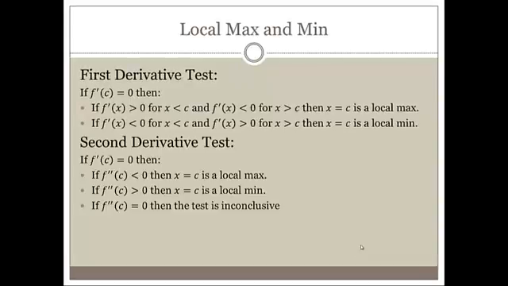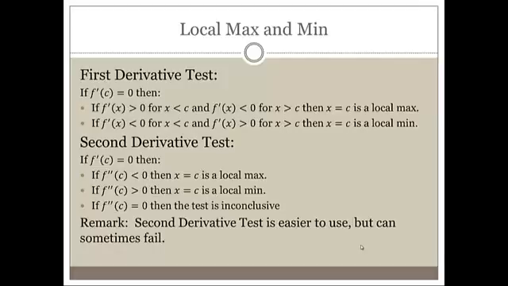The second derivative test tells us that if we have a critical point where f prime of c equals 0, then if the second derivative is negative, x equals c is a local max. If the second derivative is positive, x equals c is a local min. And if the second derivative is 0, then the test is inconclusive. It's worth pointing out that the second derivative test is easier to use, but it can sometimes fail, which is when we want to use the first derivative test.